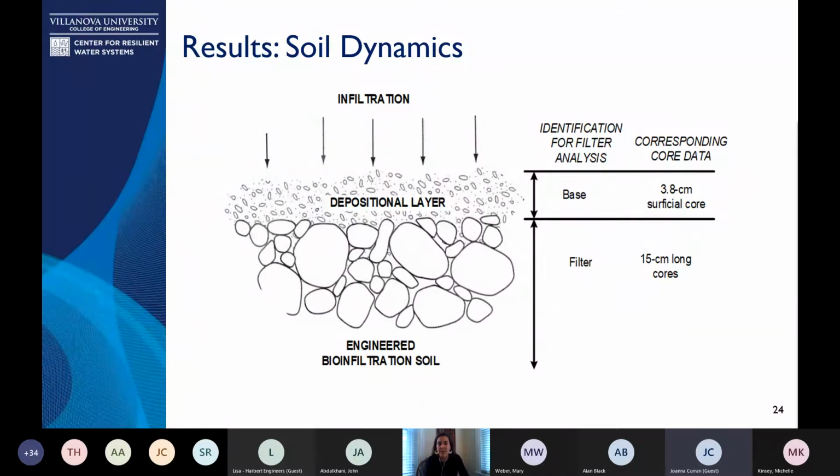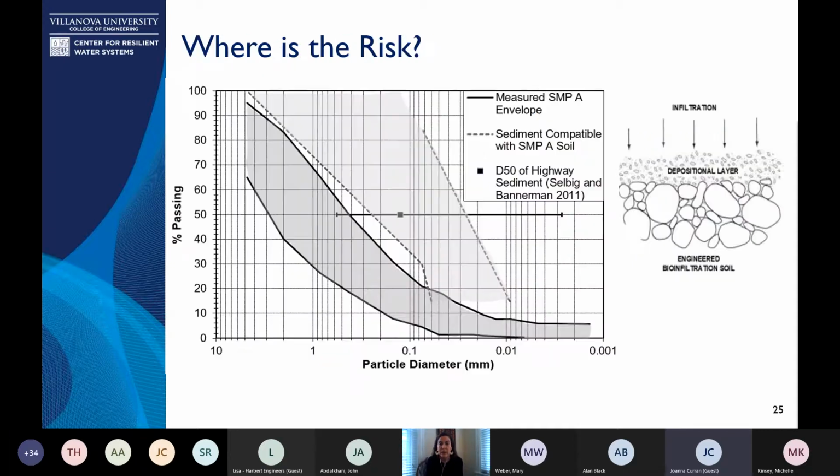So here we just have a cartoon showing why we think that maybe the deposition of sediments is or isn't affecting the infiltration rates of the engineered media. So at a certain grain size, your engineered media can actually work as a filter to what your deposited sediments are. And so we applied this criteria to our media for the soil of the SMP.